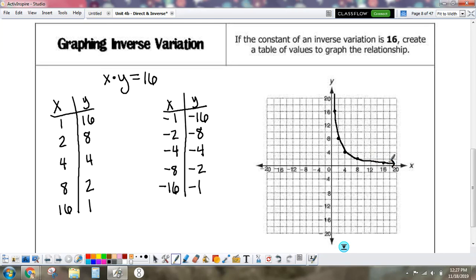Okay, not bad. There. So that's just one of the lines. You can see it's kind of arcing, and it never actually is going to touch x or y. So now I'm going to go ahead and graph the other side. Go over to -1, down to -16, over -2, down to -8, -4, -4, -8, -2, -16, -1. Now I'm going to try and connect all these ones.